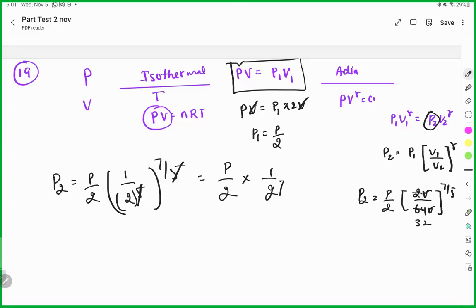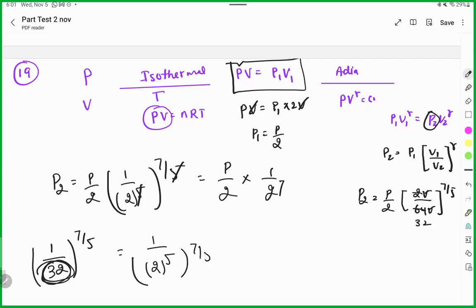You will be confused about what to do if I have 1 by 32 raised to power 7 by 5. To make it easy, you convert 32 into a power. And 32 is equal to 2 raised to power 5. Then 2 raised to power 5, raised to power 7 by 5, the 5 cancels. It will be equal to 2 raised to power 7.